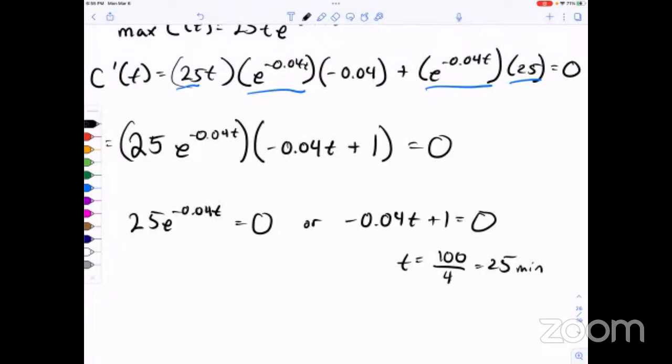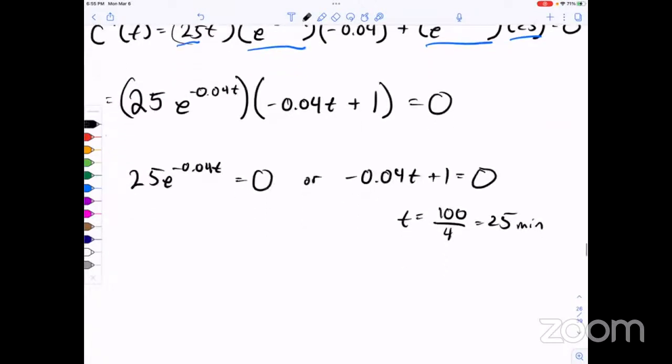Now, looking at the first derivative, I feel like it might be tough to do the second derivative test here, right? Because it's a lot going on. So instead of doing the second derivative test, we can use the first derivative test where we choose x on the left or x on the right, and then show that the original function is going from increasing to decreasing, right? So let's do this real quick.